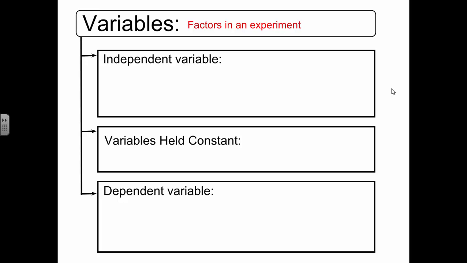So, variables are factors in your experiment that you can adjust, that you can monitor, that you can sometimes change. And there's three categories of variables that we need to be aware of. They're called independent variable, dependent variable, and variables held constant.